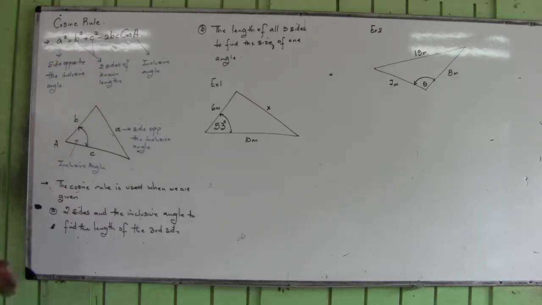So a situation will look something like this. B and C are two sides of known lengths and capital A is the inclusive angle. Small a is the side opposite to the inclusive angle. Ladies and gentlemen, when do we use the cosine rule? The cosine rule is used when we're given the length of two sides and the size of the inclusive angle to find the length of the third side.